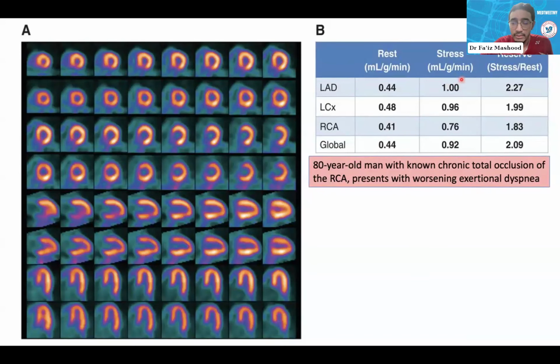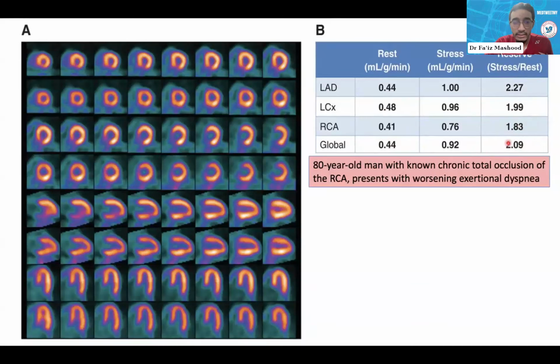And then what about the MBFR? The LAD MBFR ratio is 2.27, acceptable. For CIRC, left circumflex, it is borderline at 1.99. We accept 2 because he's 80 years old. Whereas for RCA, it's reduced at 1.83. But on average, globally, 2.09 is normal.